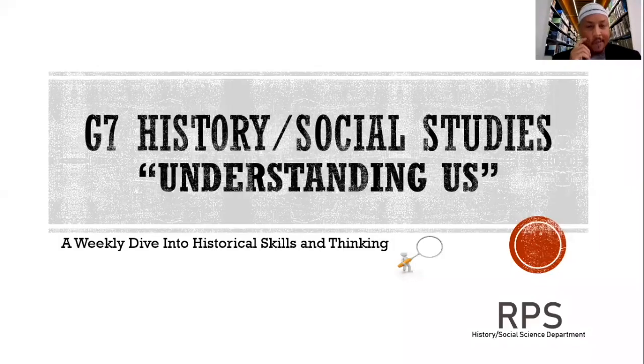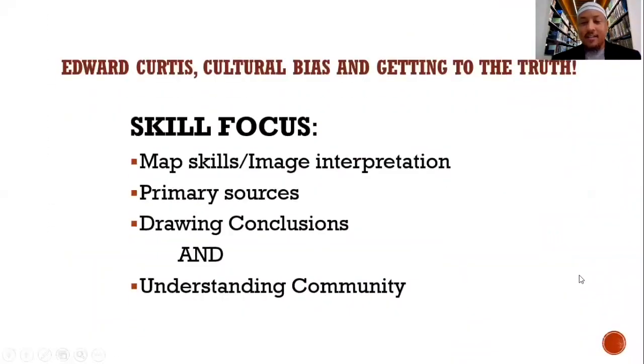Now, this is grade 7, the Understanding Us series, where we're going to take that weekly dive into historical skills and thinking, okay? So let's take a look at the skill focus for today. We're going to be looking at the following skills: map skills and image interpretation, primary sources and drawing conclusions, along with understanding community. So these are the areas that we really want to focus on today in our lesson called Edward Curtis, Cultural Bias and Getting to the Truth. And that's what we want to do, is get to the truth.